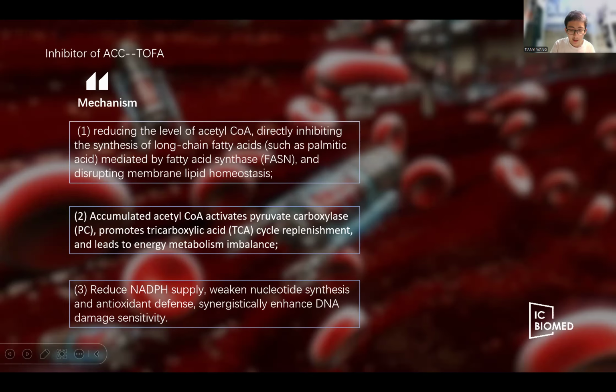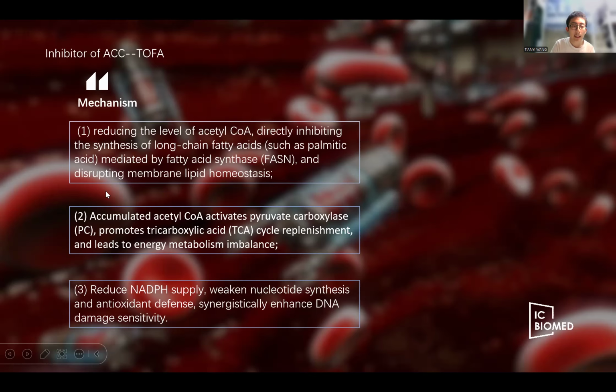It is a classic allosteric inhibitor of acetyl-CoA carboxylase. It exerts anti-tumor effects by blocking the rate-limiting step of de novo synthesis of fatty acid. The mechanism is manifested as triple metabolic interference. We can see from here, the first one is that it reduces the level of malonyl-CoA, directly inhibiting the synthesis of long-chain fatty acid mediated by fatty acid synthase and disrupting membrane lipid homeostasis.